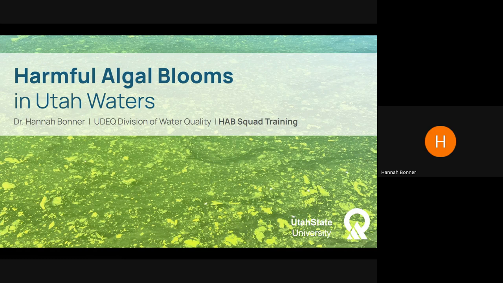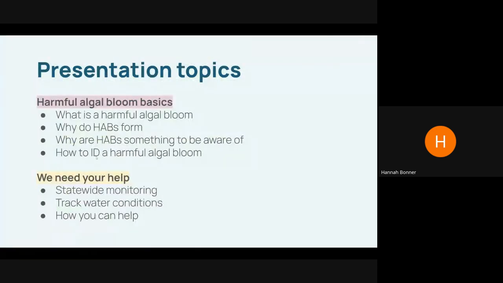And this is a review for our HAB Squad volunteers, both new and continuing, and also a great source of information for people who are interested about understanding harmful algal blooms in Utah. Today I'm going to touch on a few different topics. First of all, I just want to talk about the basics of harmful algal blooms. What is a bloom? Why do they form? Why we worry about them? And then really key to your responsibilities as a HAB Squad volunteer, how do you identify a bloom? From there, I then want to talk about how you can help us in interfacing with our statewide monitoring program and helping track water body conditions and protect water body conditions of water bodies near you.